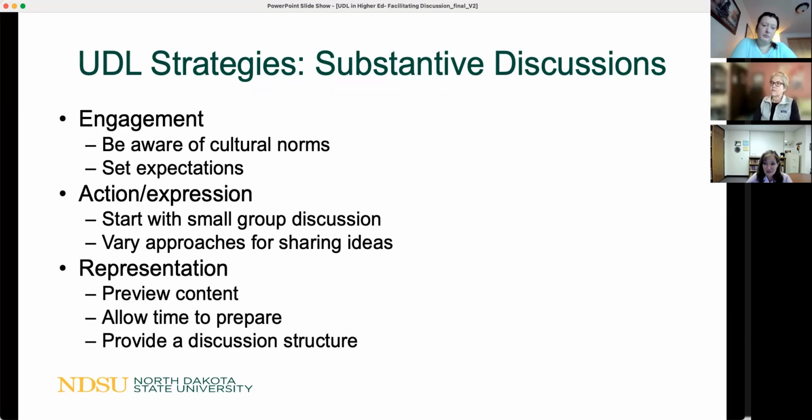Starting with small group discussions is a good way to start. If you have a class of 20, 30 or more, you might want to divide up into smaller groups where people feel more comfortable sharing, and start the thinking that way. With representation, I would recommend that you allow students to preview the content so they come into class ready to share, allowing them time to prepare. Don't come in cold and expect them to participate because they aren't necessarily comfortable with the content yet. And provide that structure: what will our discussion look like?